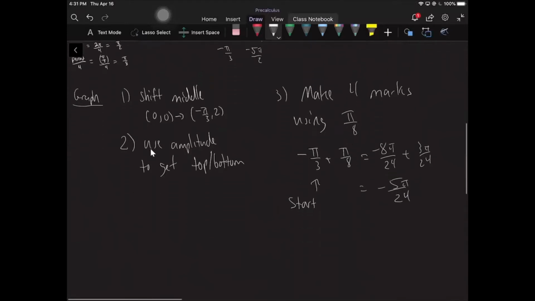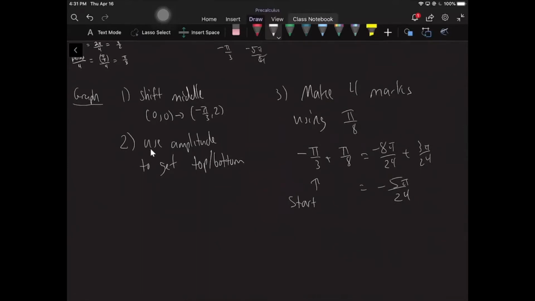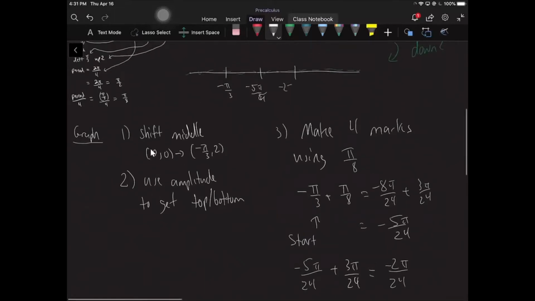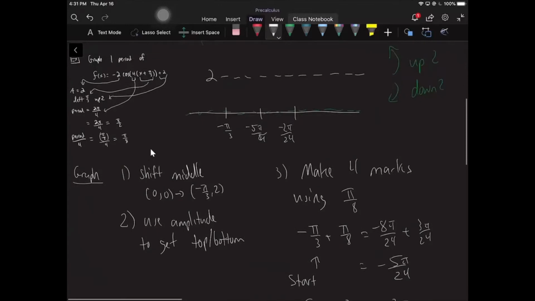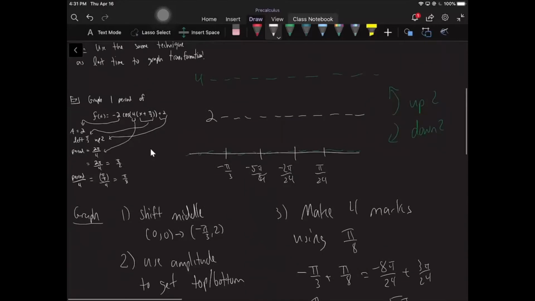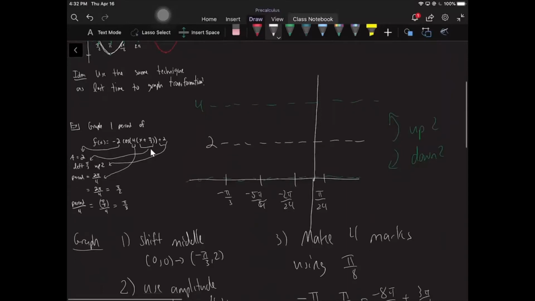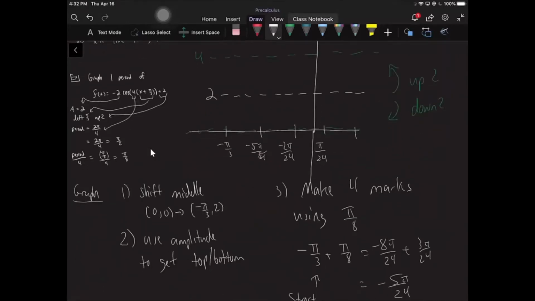So that's the next one here. And then I got to take that and add another pi over 8, but that's already just 3 pi over 24. So just keep adding 3 pi's over 24 instead. So that'll take you to negative 2 pi over 24. Add another 3 pi over 24, and that'll take you to 1 pi over 24. So now we know the y-axis is right in between here somewhere, so we can just estimate it like that. And then I have to do 4 marks, so I need 1 more. So plus 3 more gets me to 4 pi over 24.